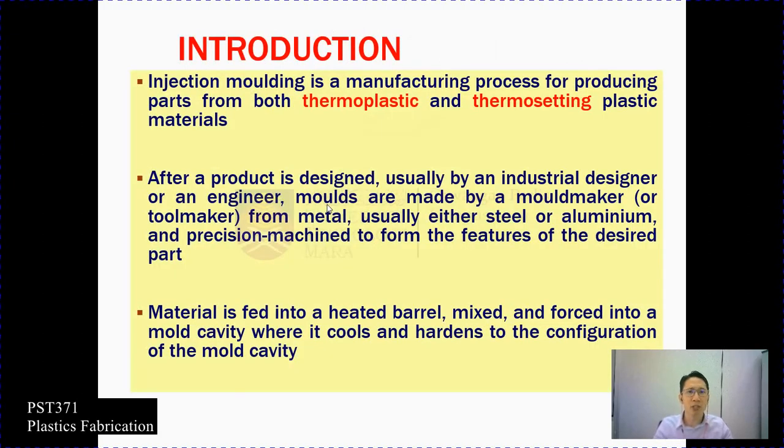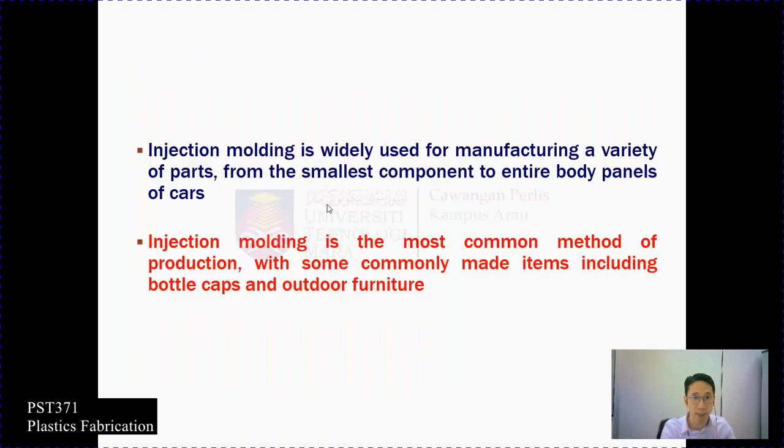Some introduction. Injection molding is a manufacturing process for producing parts from both thermoplastic and thermoset plastic material. After a product is designed, usually by an industrial designer or engineer, molds are made by a mold maker or toolmaker from metal, usually either steel or aluminium, and precision machined to form the features of the desired part. The material is fed into a heated barrel, mixed and forced into a mold cavity where it cools and hardens to the configuration of the mold cavity.